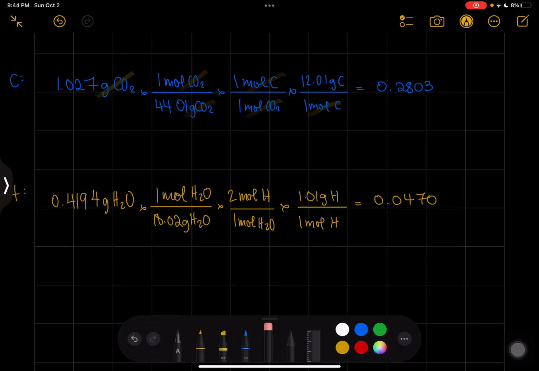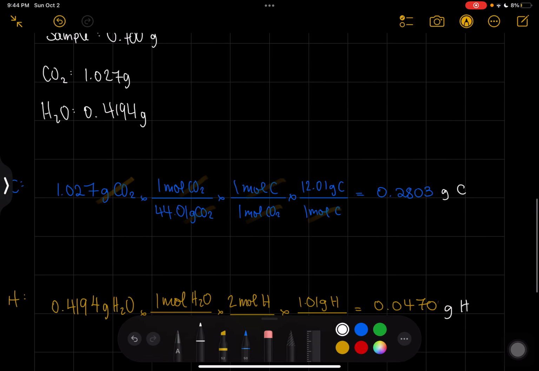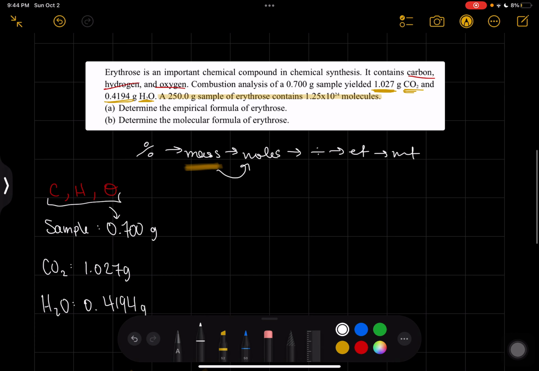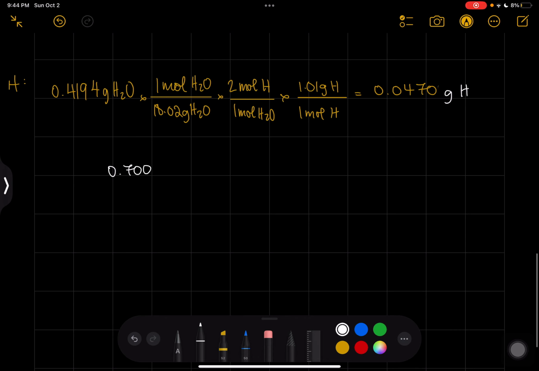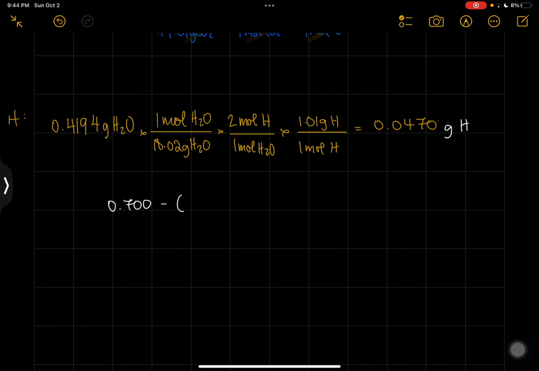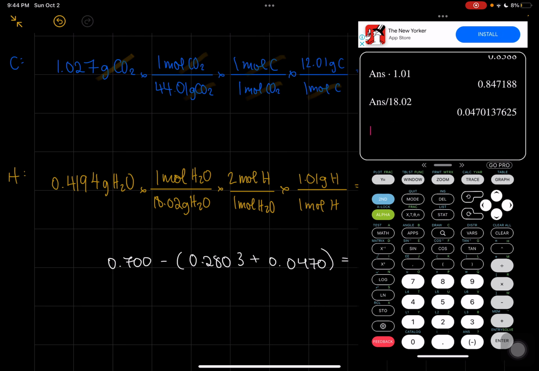So now we have our grams of carbon, and here we have our grams of hydrogen. Now that we have our grams of hydrogen and our grams of carbon, we're going to subtract them from the total sample so we can find oxygen, right? We did our carbon, we did our hydrogen, now we just need to find our oxygen. So our sample is 0.700 grams, and we're going to subtract the sum of the hydrogen and the carbon, 0.2803 plus 0.0470, and we're going to get our grams of O.